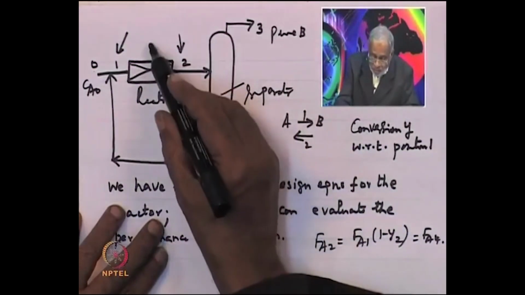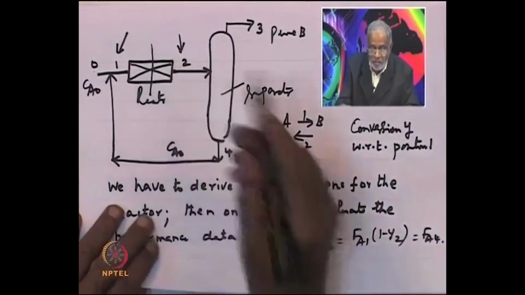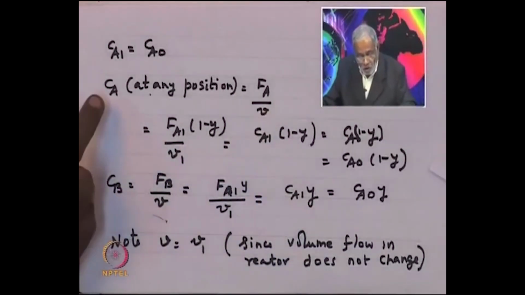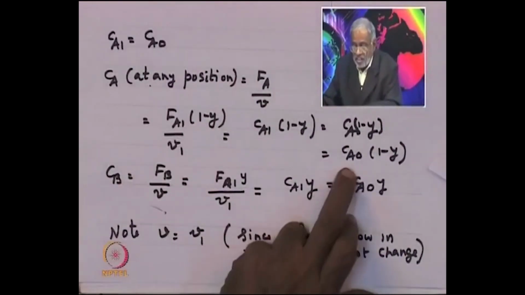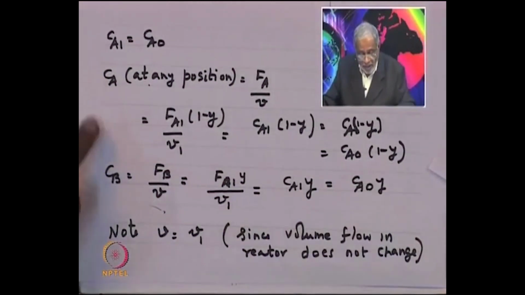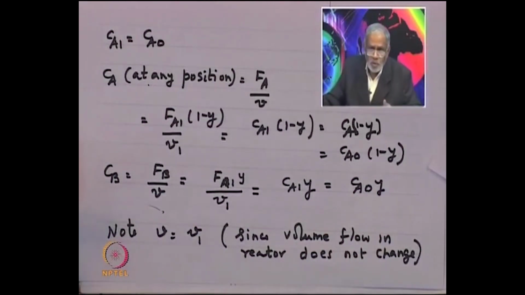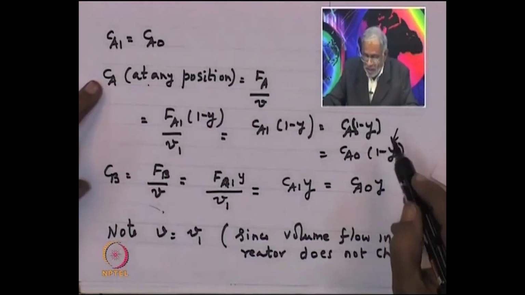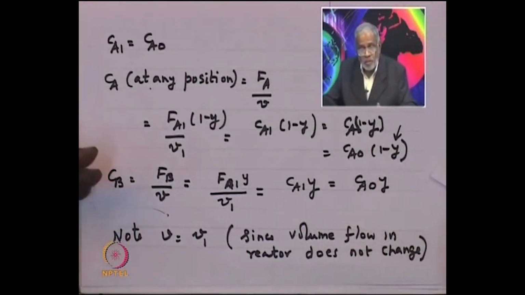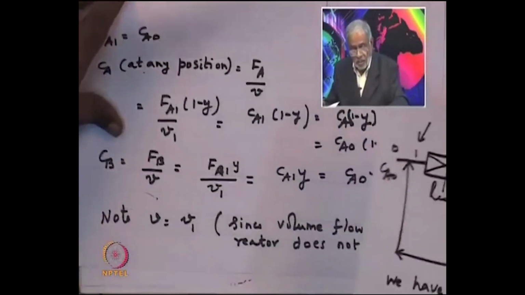Okay. And what is the concentration at any position? FA divided by V. That is what I have written here. Therefore, concentration is FA by V, which is CA0 times 1 minus y for component A, and for B it is CA0 times y. Therefore, what we have tried to do is that we are now able to express concentrations in terms of y. Okay. Now, we have expressed all the other flows in terms of known quantities. Therefore, we are now in a position to be able to write the reactor design equation that is required to understand what is going on. So, this is what I have done here.